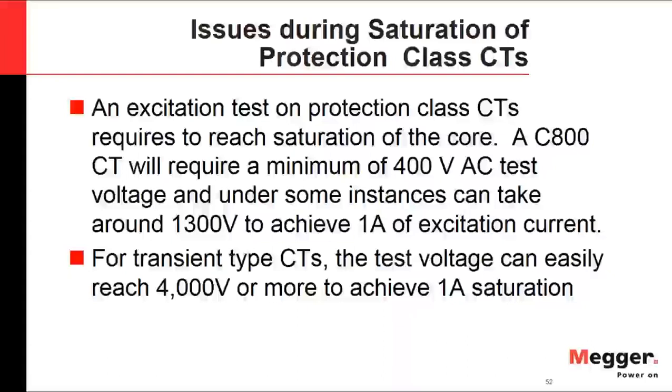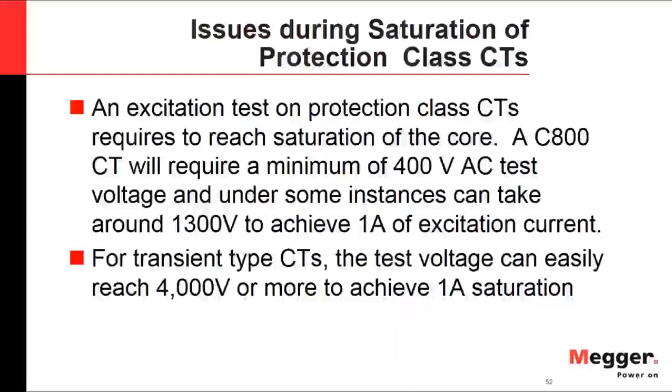of excitation current. There's more CTs, especially on the transmission side, where these transient type CTs will reach a saturation voltage sometimes 3,000 volts, 4,000 volts, or even higher. And it will be very difficult to achieve saturation at 1 amp. What this means is that if you are in the field and the typical instrument which provides you an output of 2,000 volts or 1 amp will not be able to reach saturation on these CTs, and you will not be able to get the saturation curve for this unit.